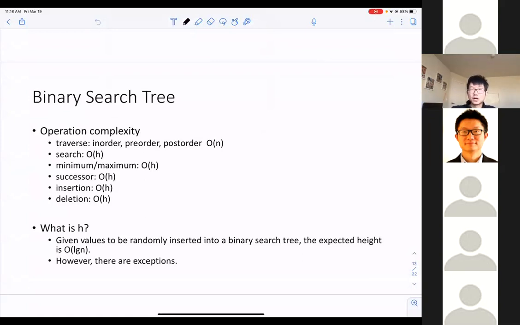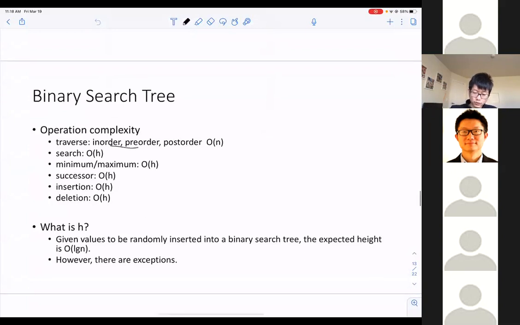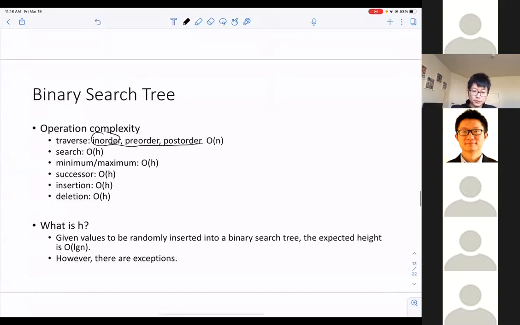We learned 3 different orders for that: in-order, pre-order, and post-order. What we learned is that in-order is going to help us print out the values from the smallest to the largest, in ascending order. The complexity of the traverse function is O(n), because given a tree with n nodes, we need to visit every node at least once. That is how we get the O(n) complexity. And after that, we learned 6 more functions.